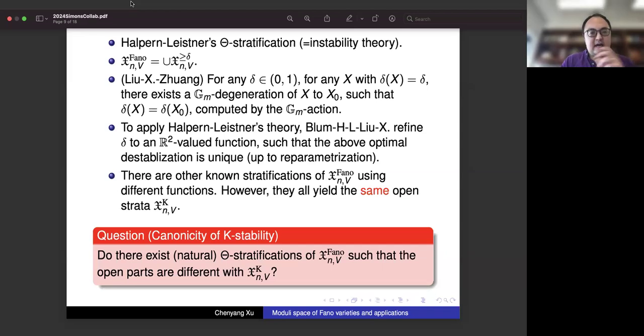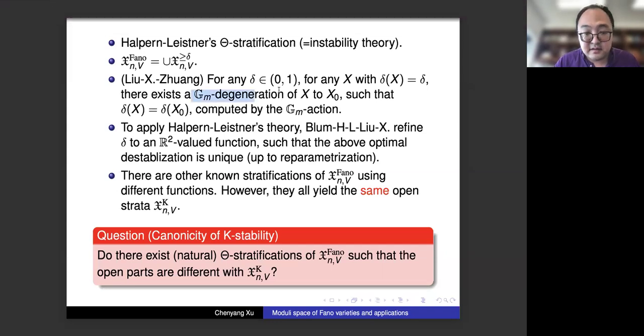But this is still not completely enough, because to apply Halpern-Leistner's theory, we need such an optimal degeneration to be unique. If you just use delta as the invariant to test your stability, then often it's not unique. You might have more than one divisor such that the delta all reaches the same minimal number. However, there's a trick to get around this, done by Blum, Halpern-Leistner, Yuchen Liu, and myself.